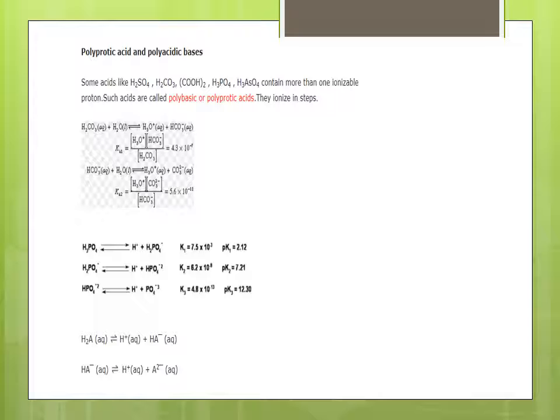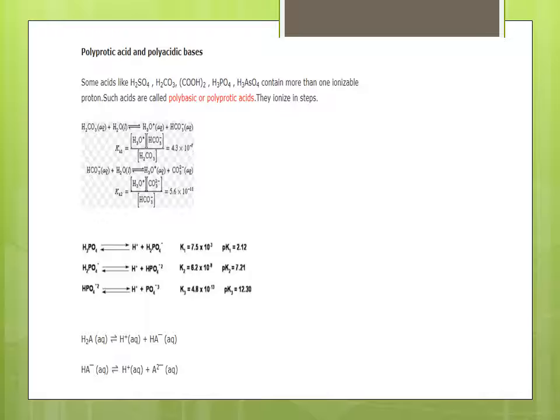Now you can easily analyze that in the first case the constant has value 4.3 × 10^-9. In the second case it has value 5.6 × 10^-11. Now start from other acids like H3PO4. In the same way, we will write down the various steps for dissociation and find out the value of K1.